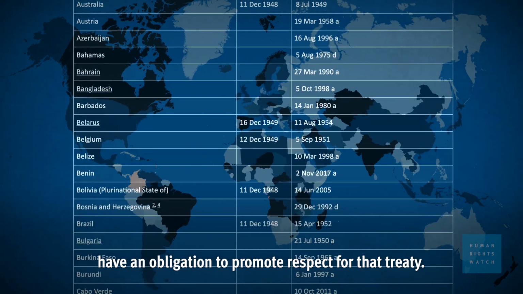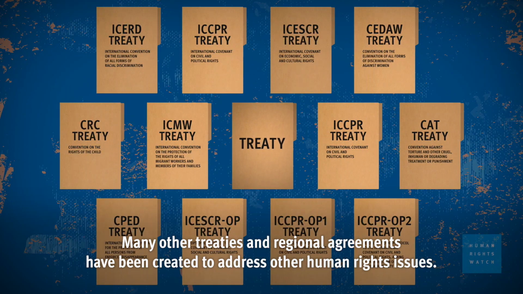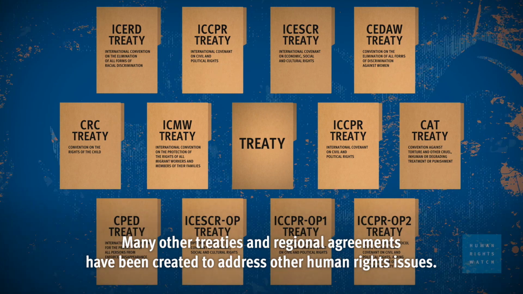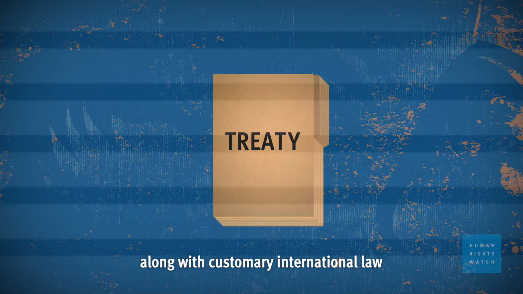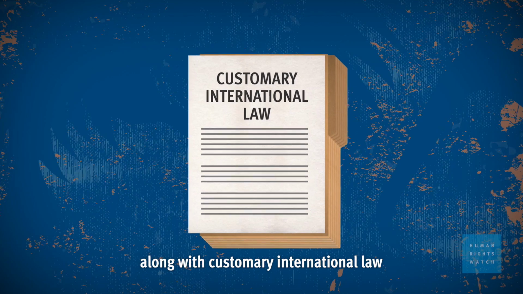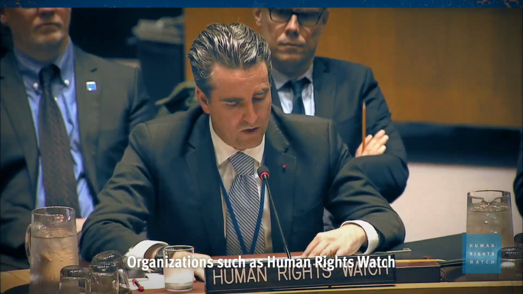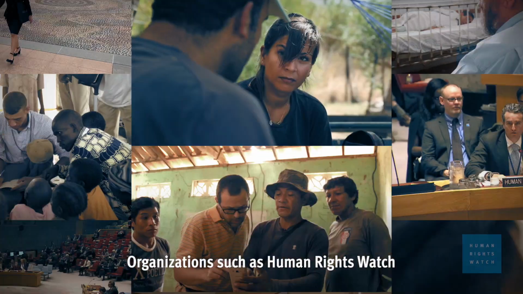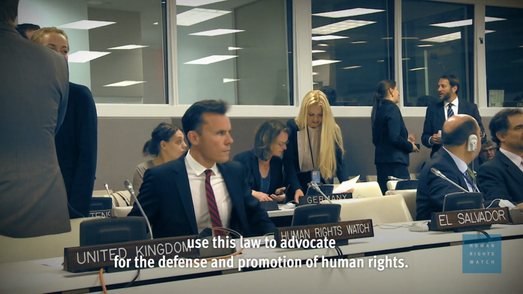for that treaty. Many other treaties and regional agreements have been created to address other human rights issues. The sum of these treaties and regional agreements, along with customary international law, makes up international human rights law. Organizations such as Human Rights Watch use this law to advocate for the defense and promotion of human rights.